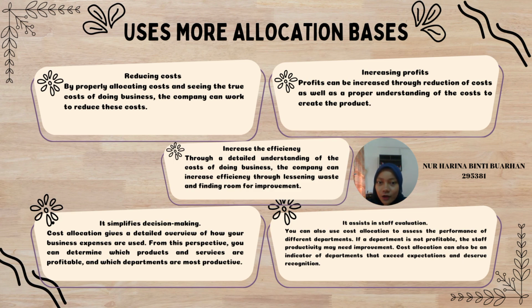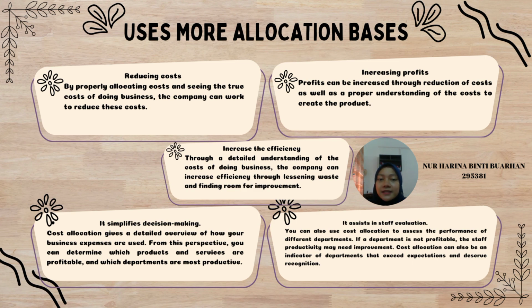Through a detailed understanding of the cost of doing business, the company can increase efficiency through lessening the waste and finding room for improvement. Companies can have all manner of inefficiencies or operations that raise costs intermittently. For example, the company may use too many workers to put together a specific product. This additional worker will increase the product cost as the hourly wages must go into the cost allocation process. So the company should just remove them from the system to improve the company operation and reduce the product cost to a normal range that allows for maximization of profit.